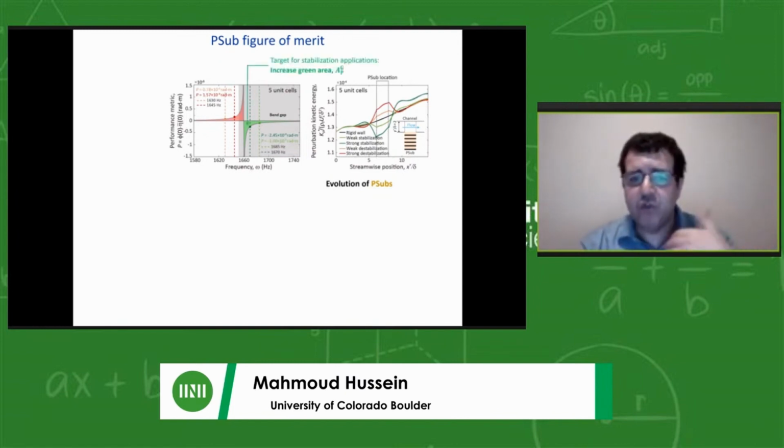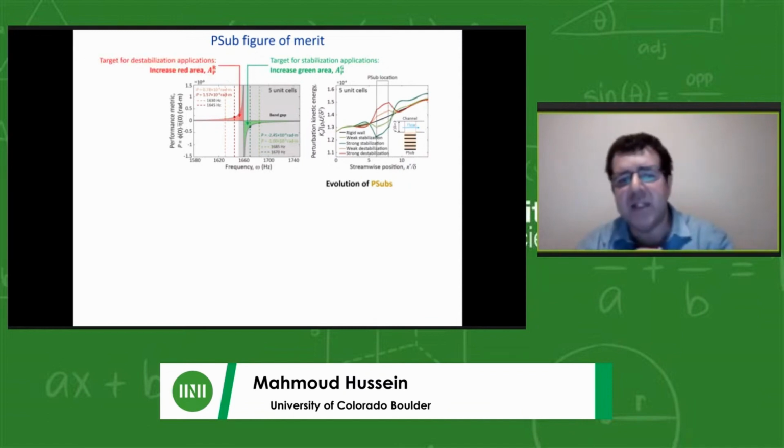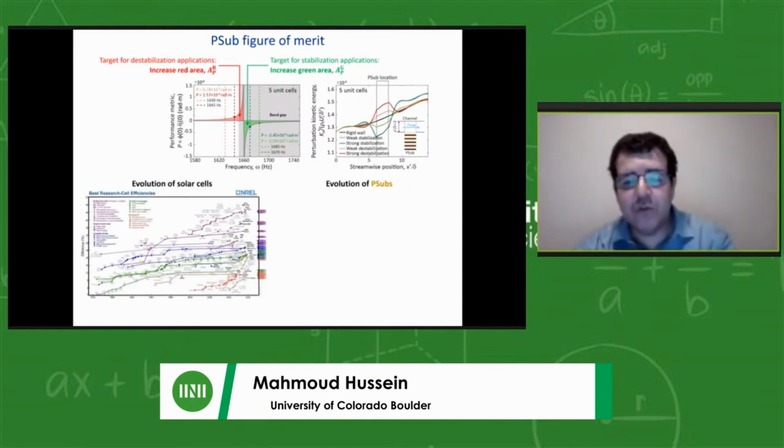We can essentially define the area under the curve, APG, and our figure of merit will be that area. Our goal moving forward is to improve designs of P-subs to increase this area. And in analogy, if we are interested in destabilizing, then the red region will be our area. I like to make an analogy with solar cells. When solar cells were introduced back in the mid-70s, the efficiencies were very low, but the concept was very promising.